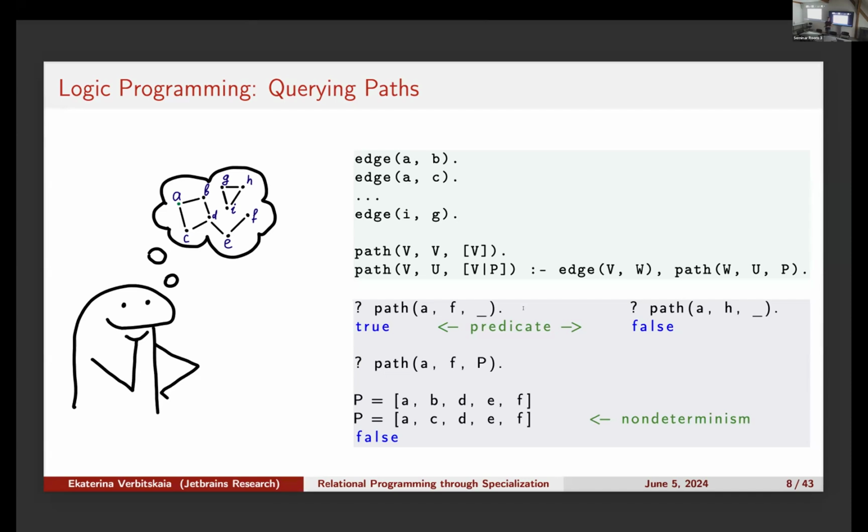We can also ask to find all of the paths between the two vertices. And here we use the variable P to store all of the possible paths in the graph. And what's nice about it is that it's by design non-deterministic. So if there are several paths, it will be able to find them. If you only want one path, we just ask Prolog to find one of them. And it's not always the case that Prolog can find all of the answers, but sometimes it does.